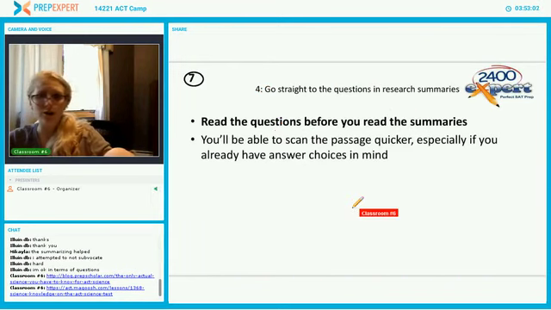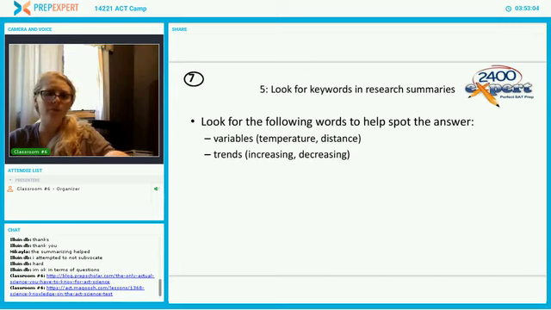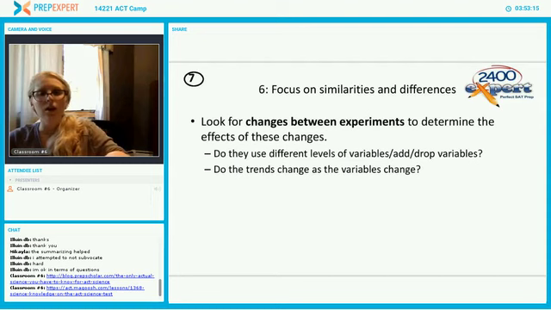Once again, go straight to the questions. Look for the following words to help you spot answers. You're going to be looking for different variables. You're going to be looking for different trends. Pretty straightforward. Look for changes between experiments to determine the effects of these changes. So that's why you should always be focusing on how experiments differed from one another.